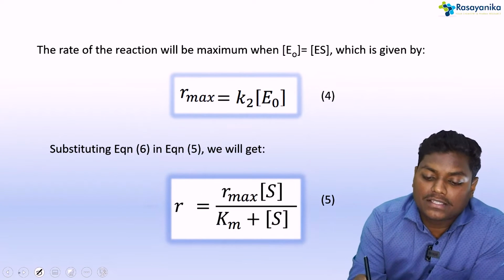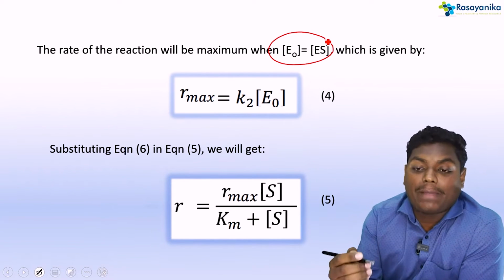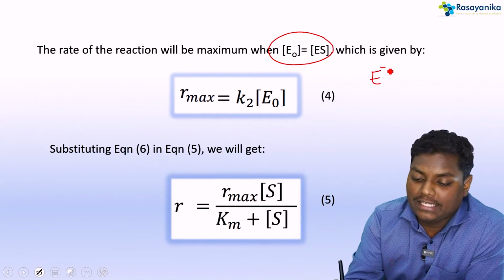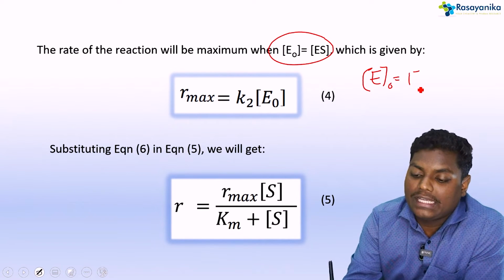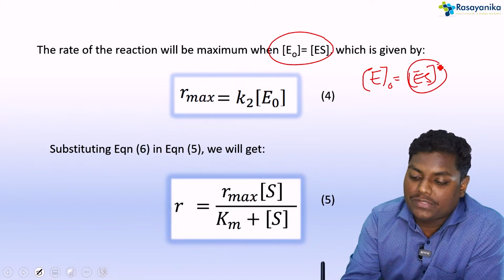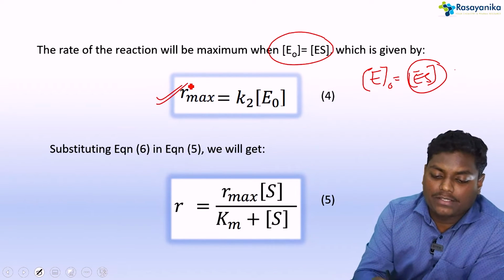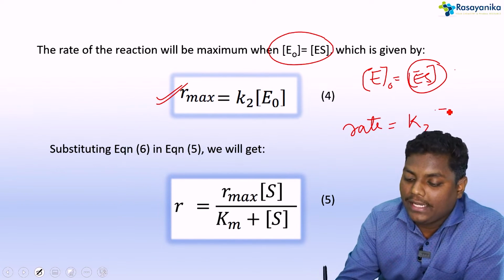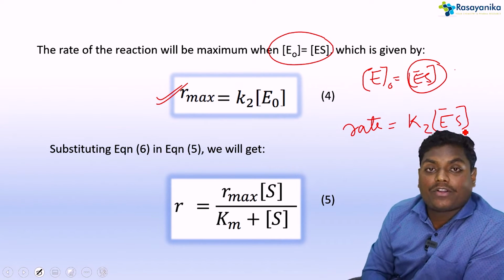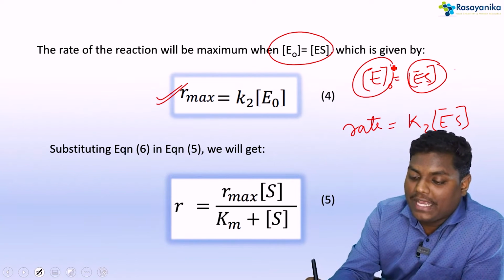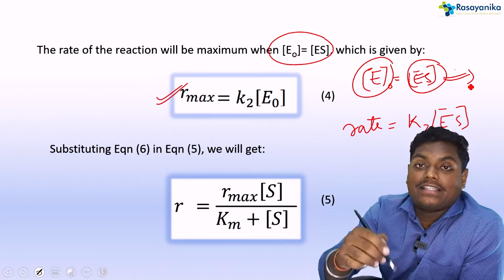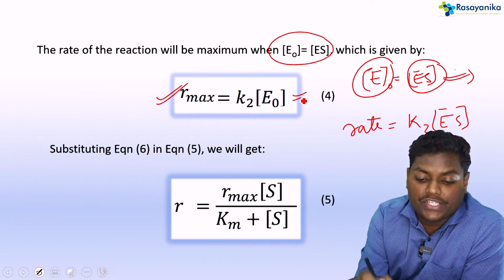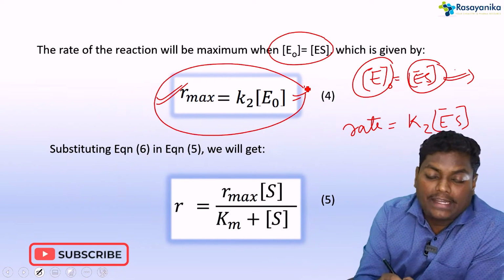Now, the rate of the reaction will be maximum when all the enzyme, that is the initial concentration of the enzyme, is converted into the enzyme substrate complex. So for Rmax, we have the rate equal to K2 times the concentration of the enzyme substrate complex. Since all the enzyme is present as enzyme substrate complex, equal to the initial concentration of the enzyme, our Rmax will be K2 times the initial concentration of enzyme. This is the maximum rate we can achieve.